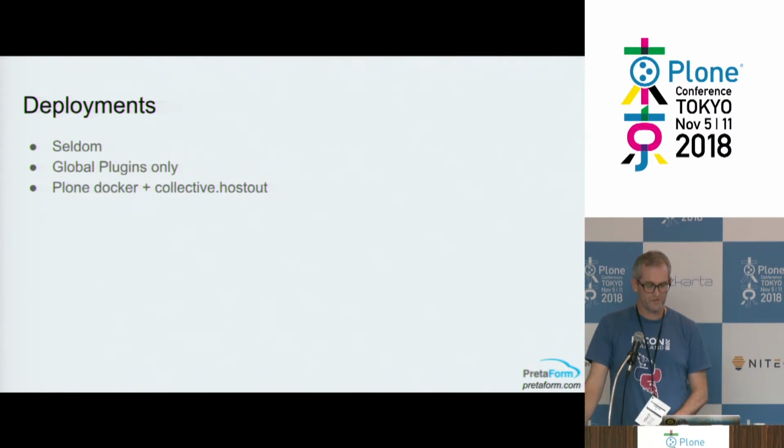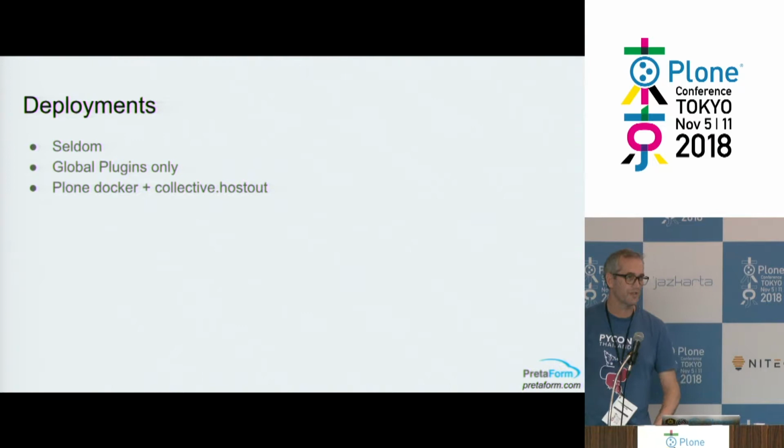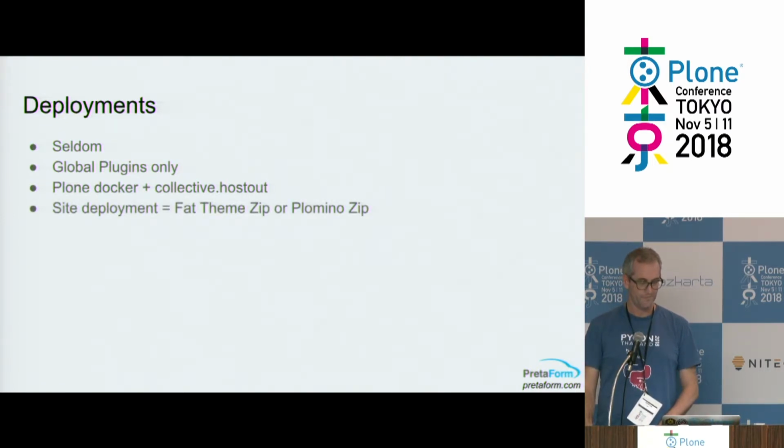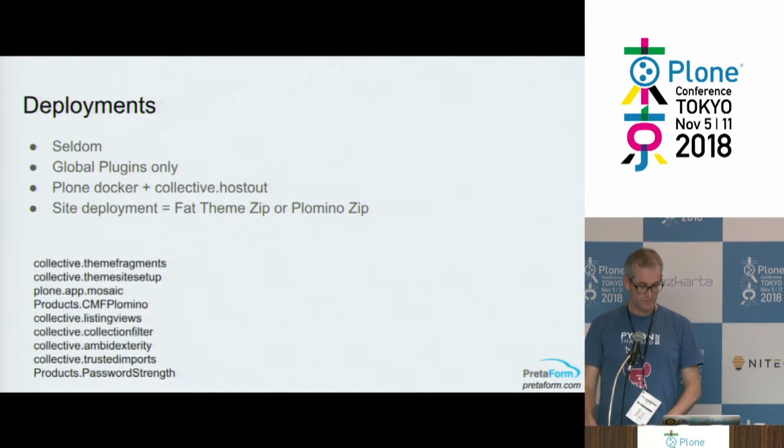So we're using collective. It's a tool we used to deploy things before, but now we use it to bundle everything up to make it easier to develop packages and put them into Docker. And most of the deployment we're doing is these theme zips or a Plomino zip or a few things. So I'll talk a bit more about that.